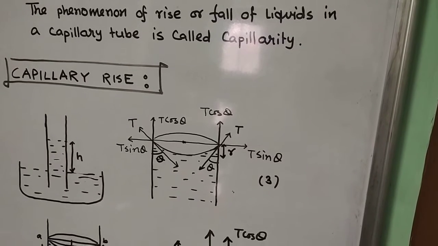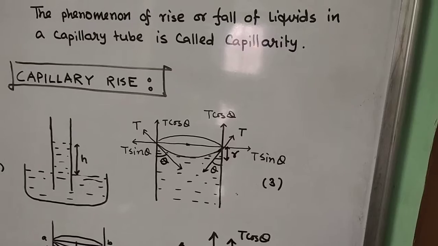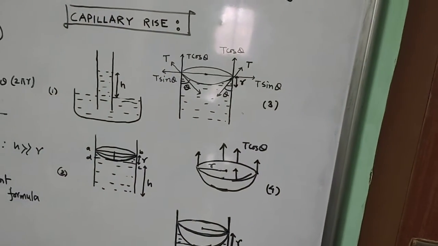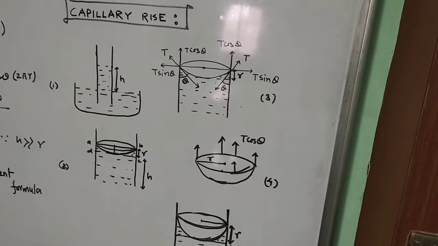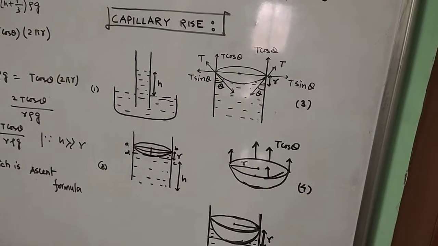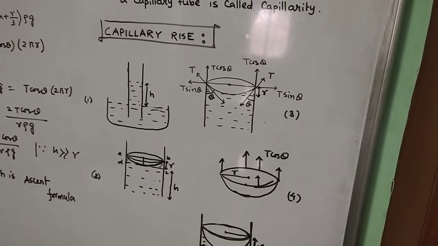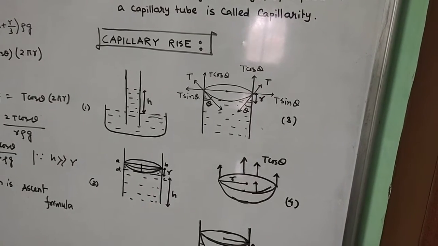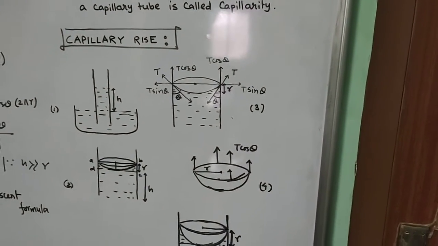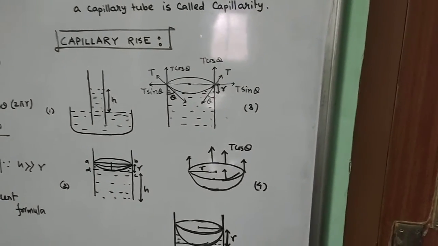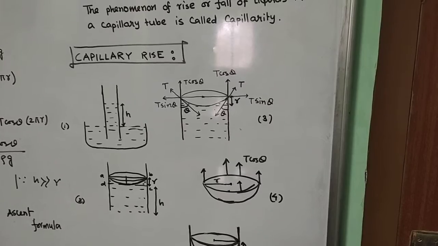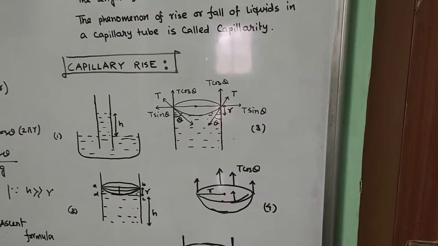T sin theta balances each other and T cos theta is responsible for taking the liquid up inside the capillary tube. This T cos theta acts throughout the circumference of the hemisphere. T cos theta pulls the free surface of the liquid up, and when the liquid moves up, definitely a weight will act vertically downward. Tension is nothing but the force per unit length. So T cos theta times the circumference of the hemisphere, that is 2 pi r, is the total force acting on the free surface of the liquid inside the capillary tube. Due to this 2 pi r T cos theta, the liquid rises up to a certain extent.